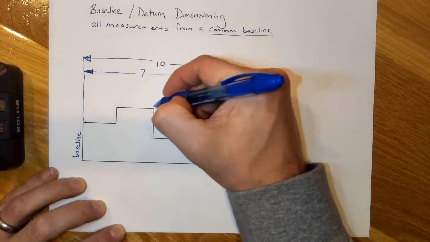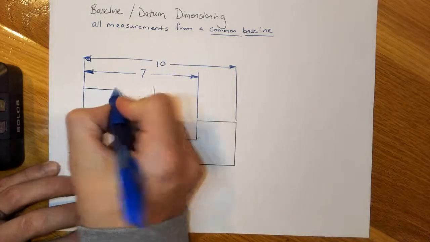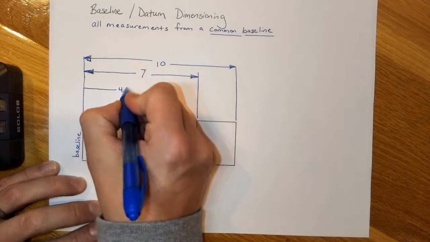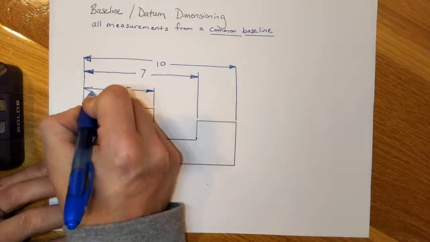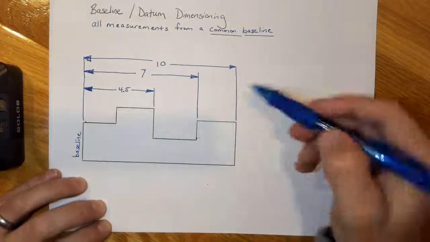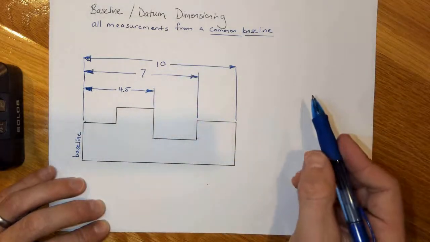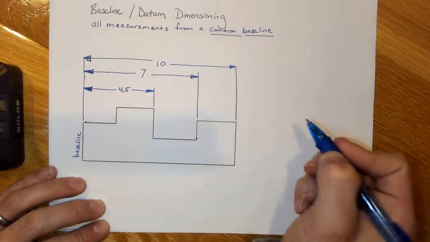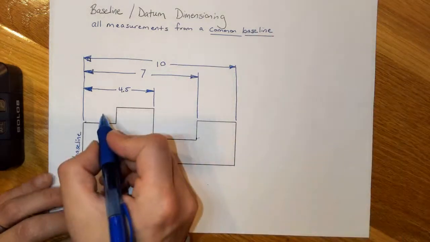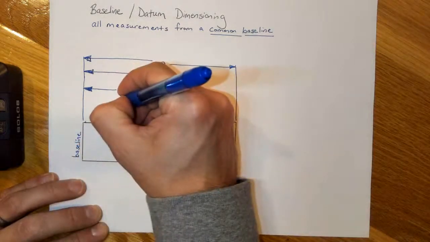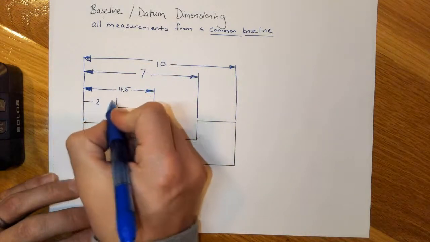And this one here might have been 4.5. Notice my extension lines have breaks from the part, and that the arrows of my dimension lines are touching the extension lines. Not going past, not overlapping, but they should touch. And lastly, to this feature right here, we'll call that 2 inches.